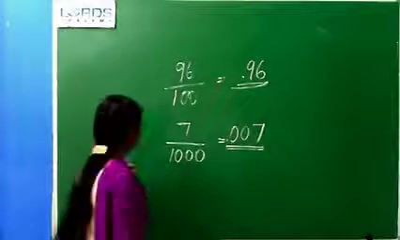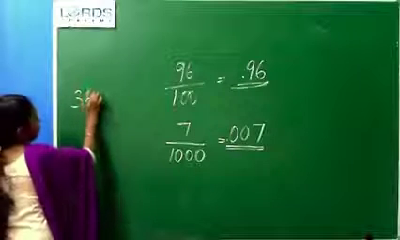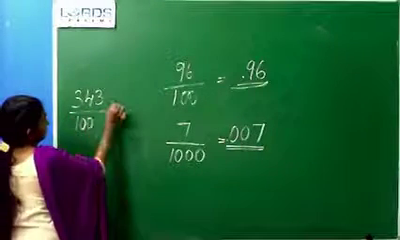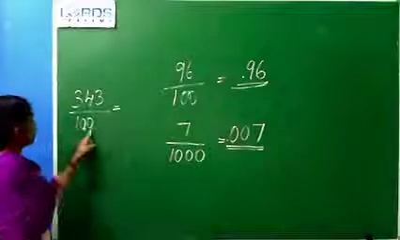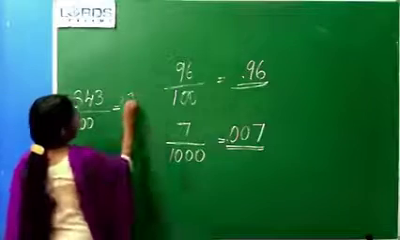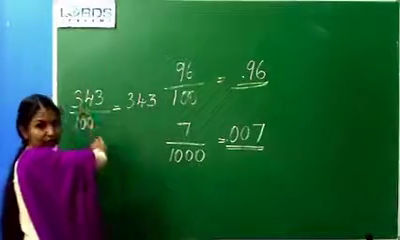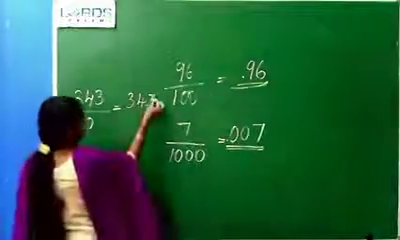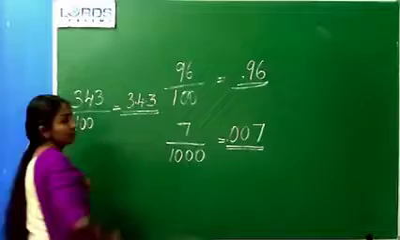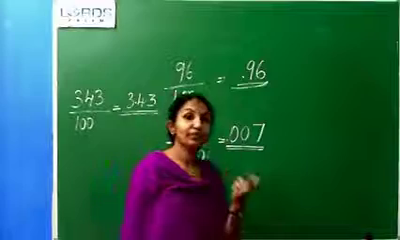The next one, 343 by 100. Here after the decimal, how many digits? 2. So first we wrote 3, 4, 3. From right to left, how many places? 2. 1, 2. So we got the answer as 3.43. And I already told you a power of 10 may come.